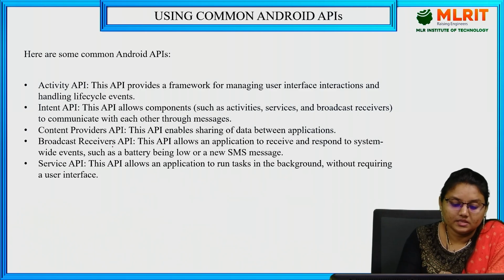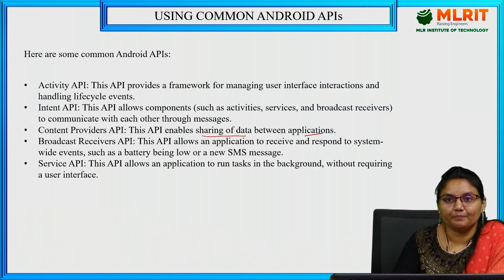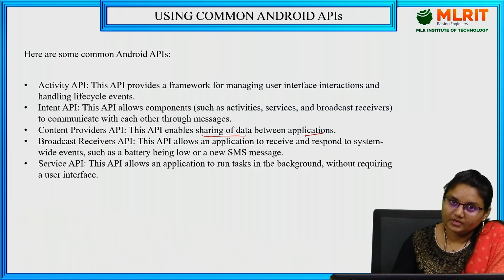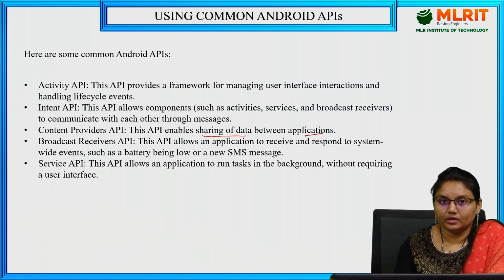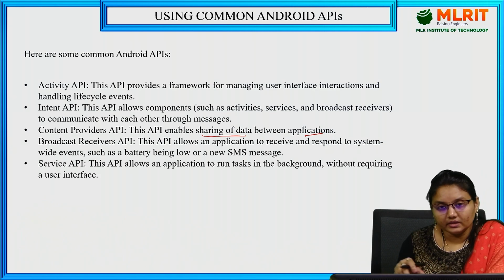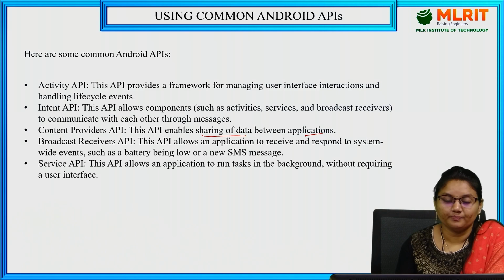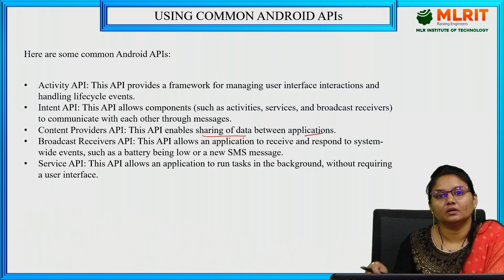Content providers API. This API enables sharing of data between the applications. Content provider means what? Sharing the data. Whatever the data that you want to share, you have to give them. Suppose Bluetooth is there. Your Android application should be connected with the other Android application. So when that connection is made, all the files can be transferred. That means all the content, whatever you have, you are sharing to the other.